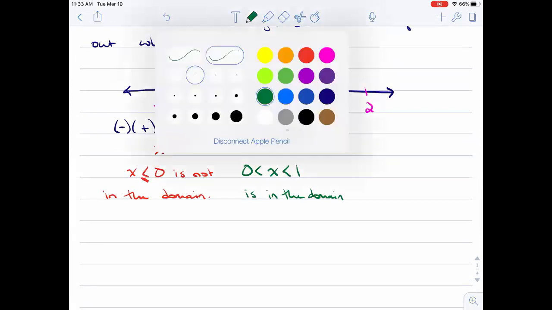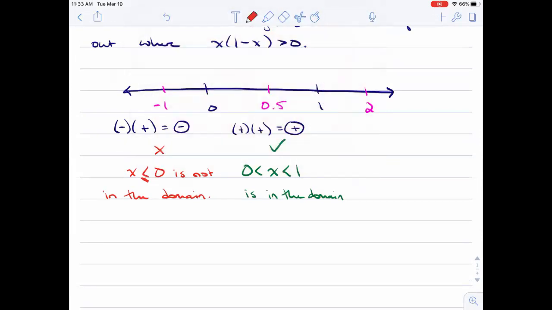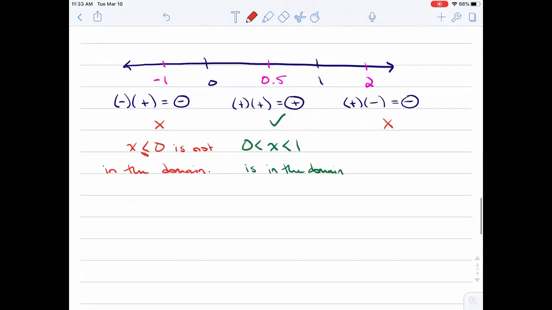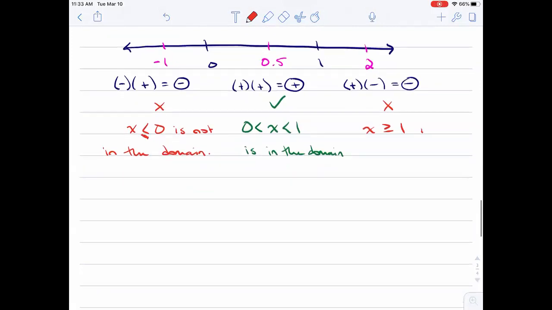And then moving over here, I've got a positive number, right? 2 times 1 minus 2. 1 minus 2 makes a negative number. And so I've got a positive number times a negative number, which is going to be a negative number. So I know that this is not in the domain. So x greater than or equal to 1 is not in the domain.